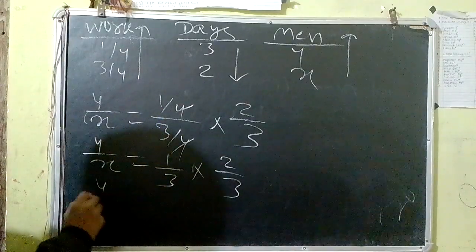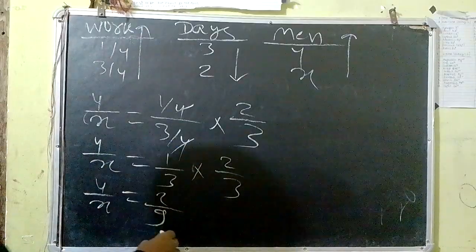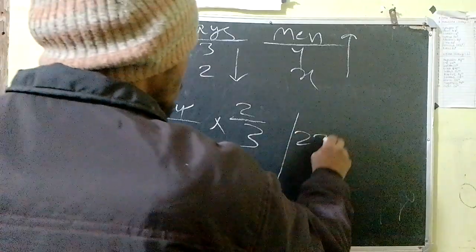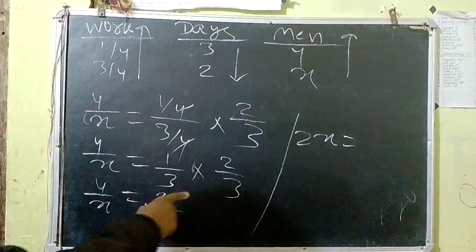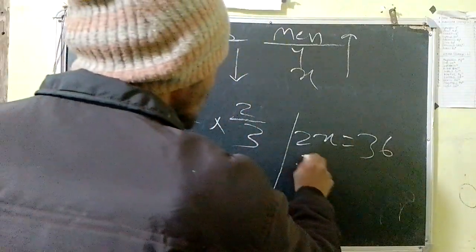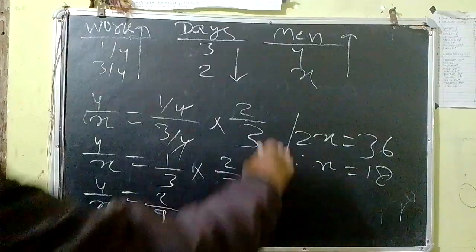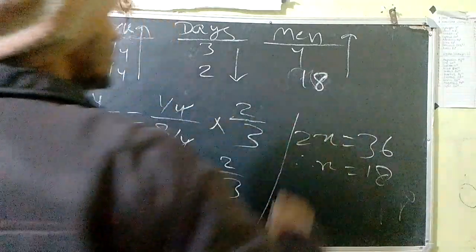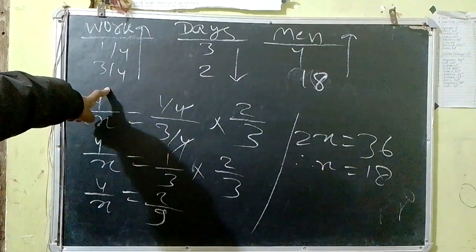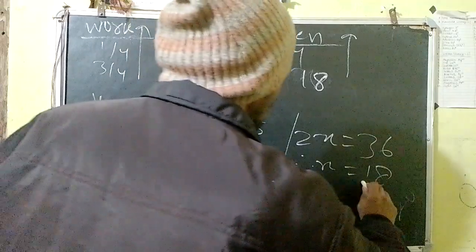So 4 over x is equal to 2 over 9, and 36 will be this. So cross multiplying, 2x will be 36. If you find the value, x will be 18. So there are 18 men required to do this work in 2 days. The rest of the work, the 3/4 left work, 18 men can do that work.